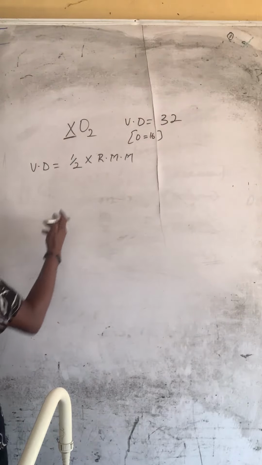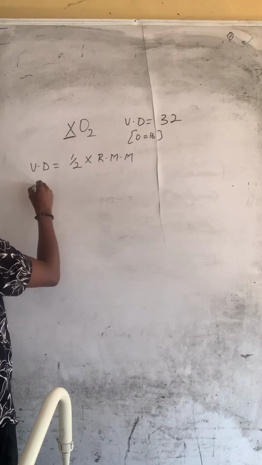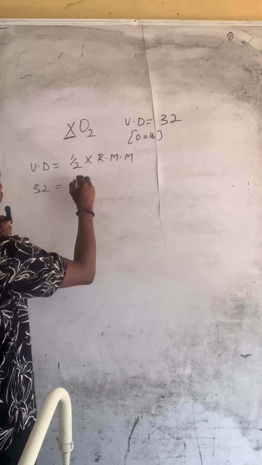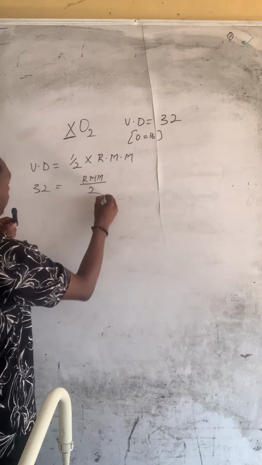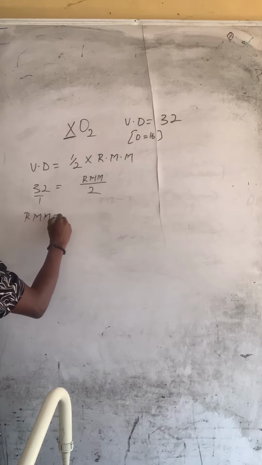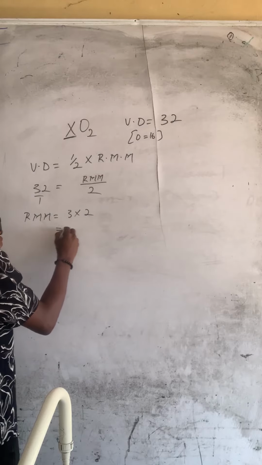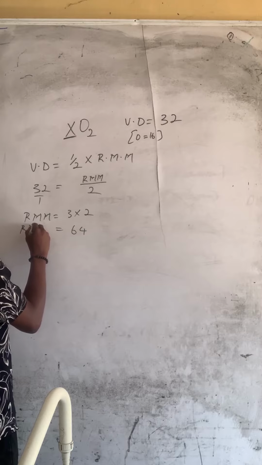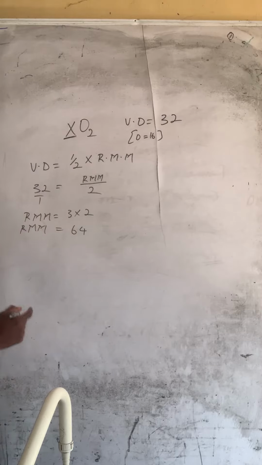Now, how do we do that? Vapor density is equal to half of the relative molecular mass. And the vapor density there is 32, right? So plug in 32 here. And half of this simply gives us the relative molecular mass divided by 2. So we cross multiply that. The relative molecular mass will be equal to 32 times 2. 32 times 2 simply gives us 64. So the relative molecular mass of that particular oxide is 64. But that's not what we are asked to find.